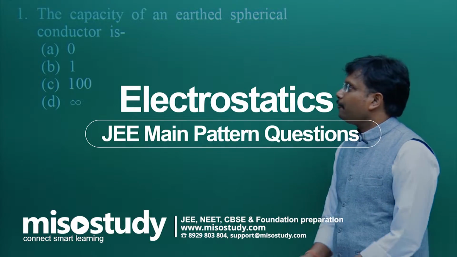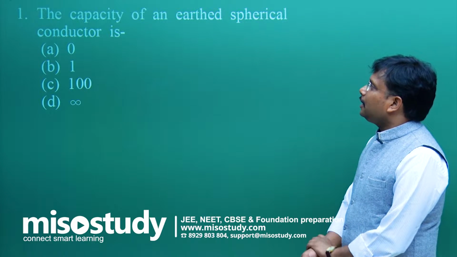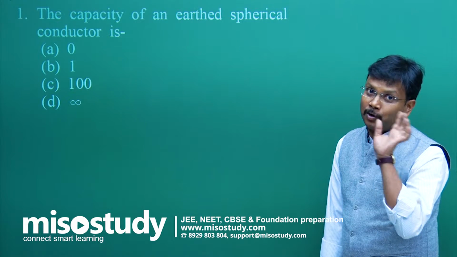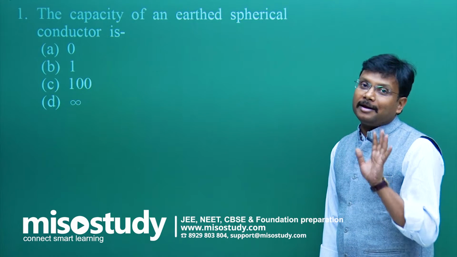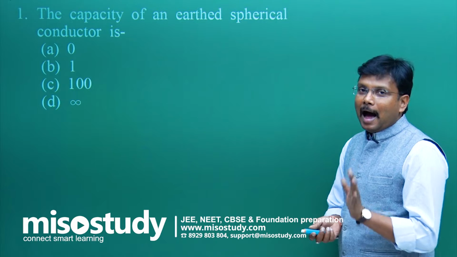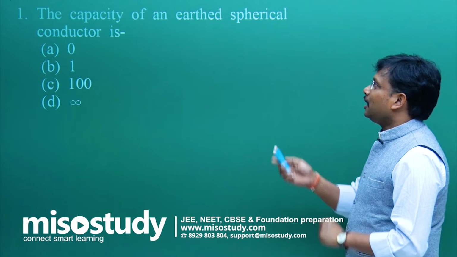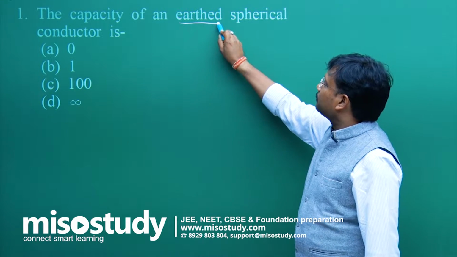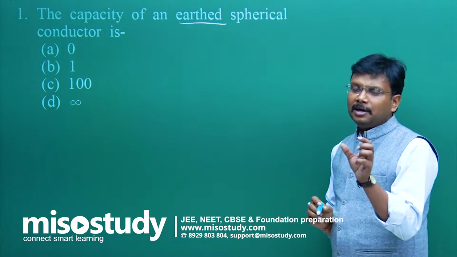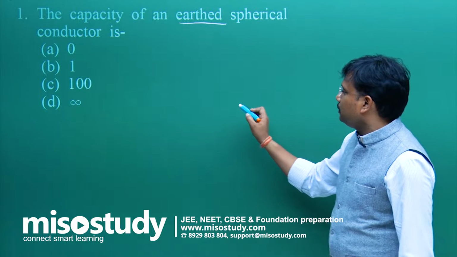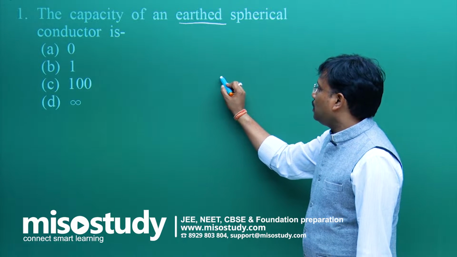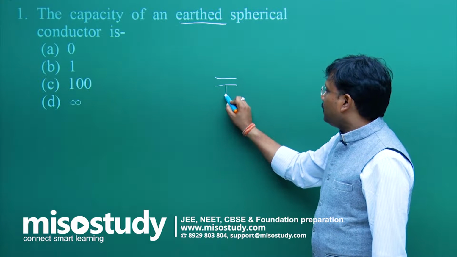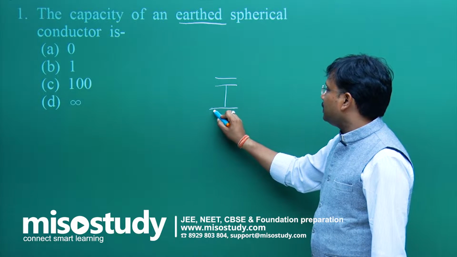Here is your first question. The capacity of an earthed spherical conductor is how much? It's a very tricky question. No formula, nothing. Very simple and tricky. Tricky in the sense that there is one specific term mentioned over here, that is earthed. And the symbol of earthing in any type of circuit is like this. Let's say, for example, this is a capacitor, and earthing means the symbol is like this.